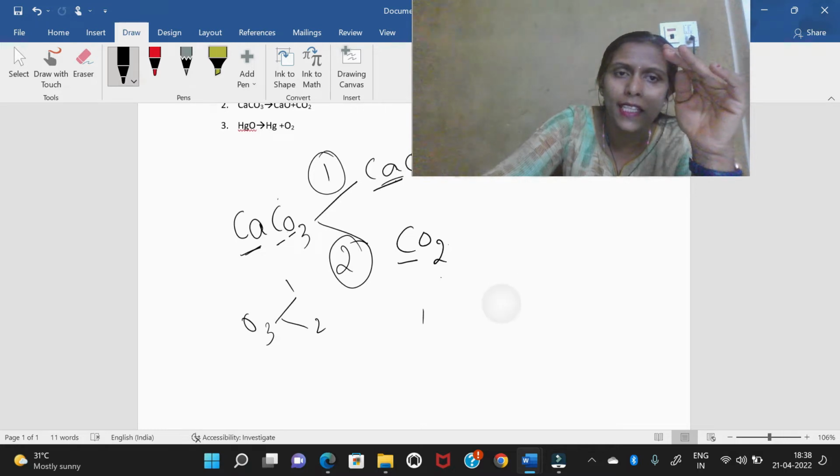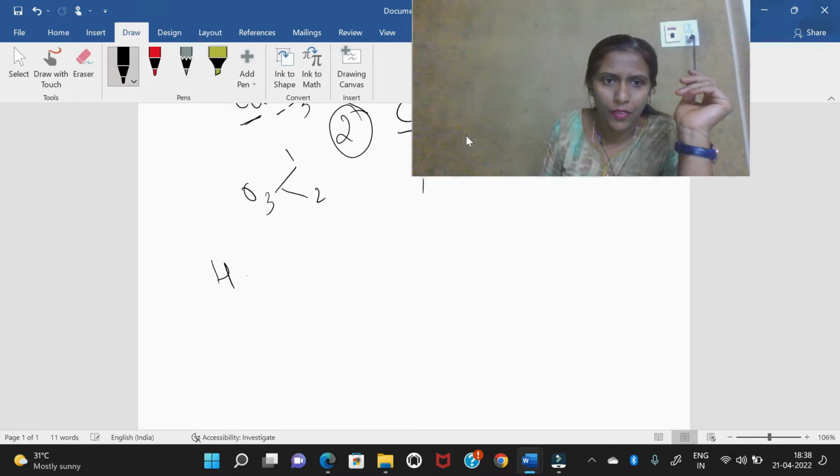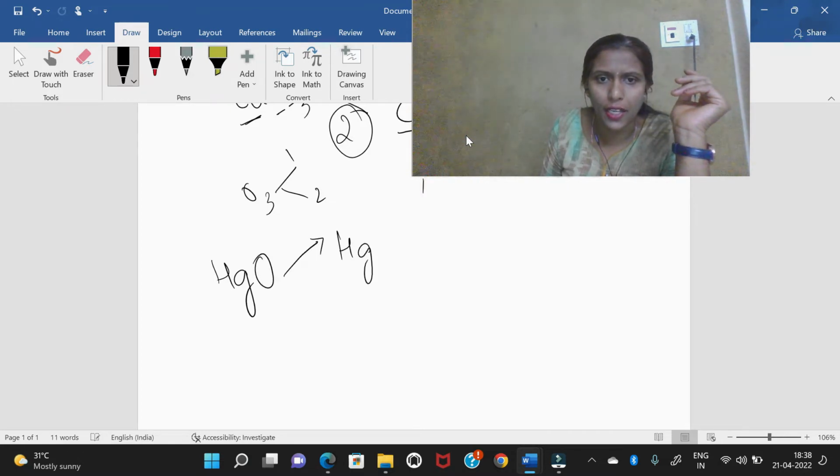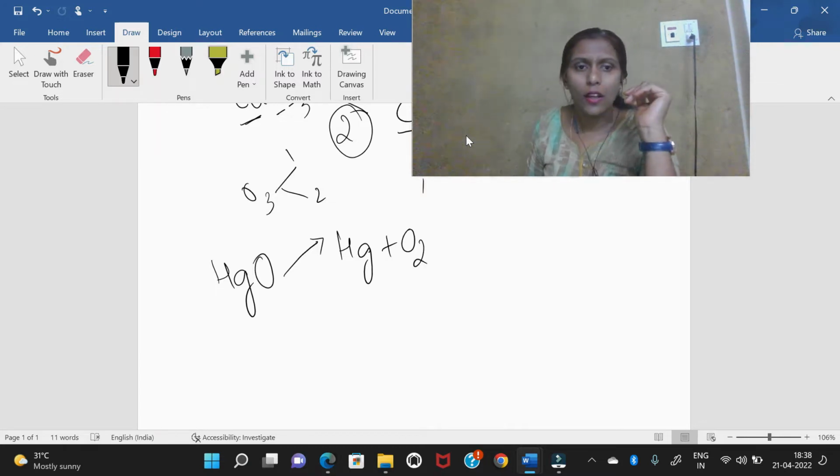HgO getting split to Hg and O2. HgO getting split to Hg plus O2, right? Here comes the balancing part. Look, from the government, the supply is in a bag.